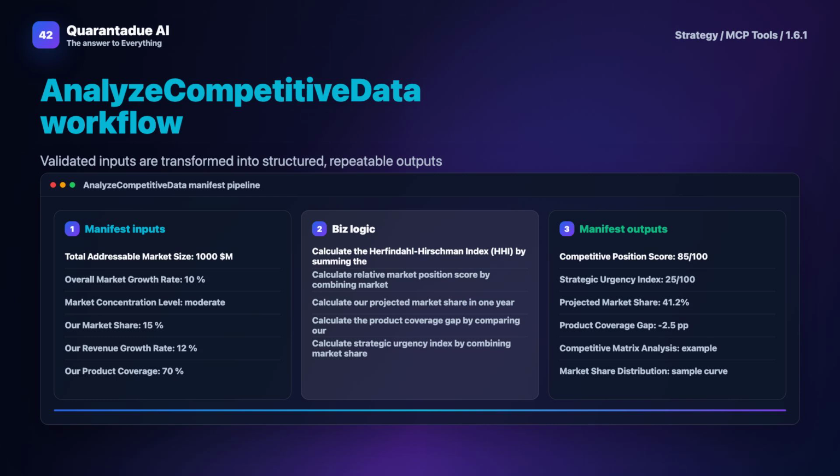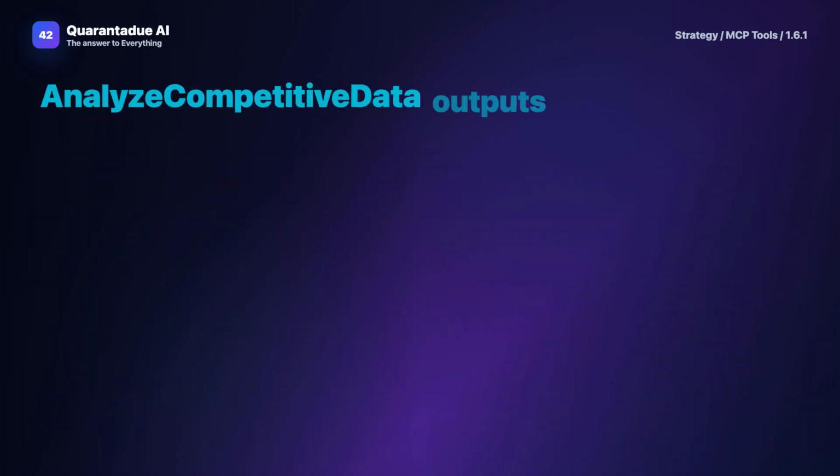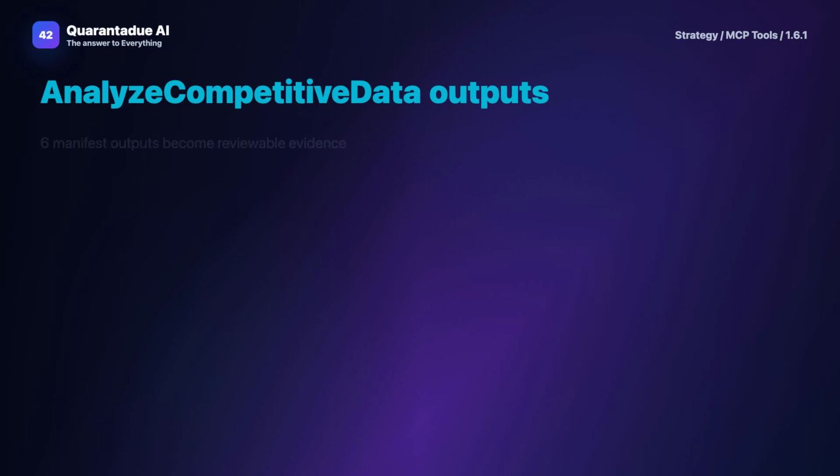Calculate the product coverage gap by comparing our product coverage to the average coverage of primary and secondary competitors, and calculate strategic urgency index by combining market share gap, growth rate deficit, and relative position decline factors into a 0-100 scale indicating need for strategic response. This keeps the process deterministic, reviewable, and aligned with how strategy teams actually make decisions.